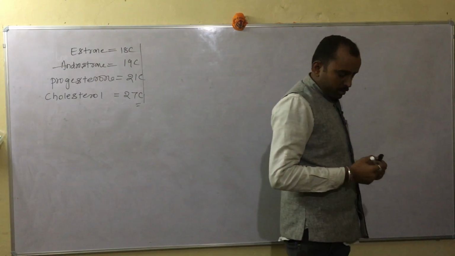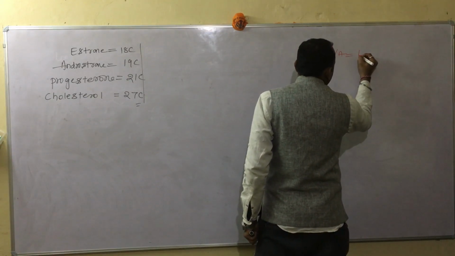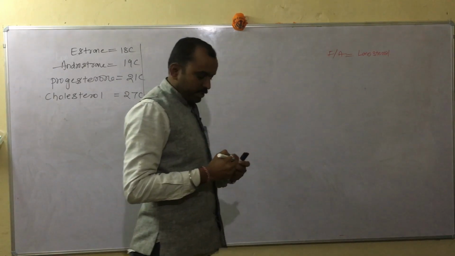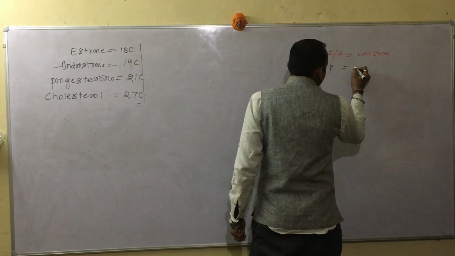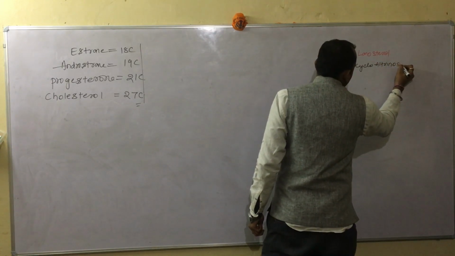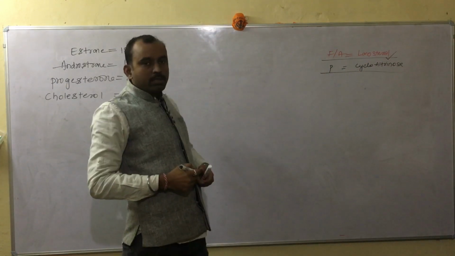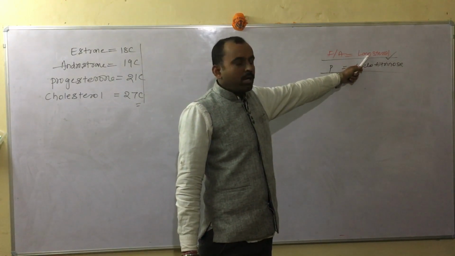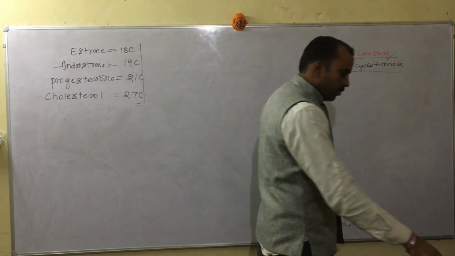So the synthesis of steroids in fungi and in animals uses lanosterol as the precursor, whereas in plants they use cycloartenol. So these are the precursors for synthesis of steroids. In fungi and animals the precursor is lanosterol, whereas in plants it is cycloartenol. Okay.